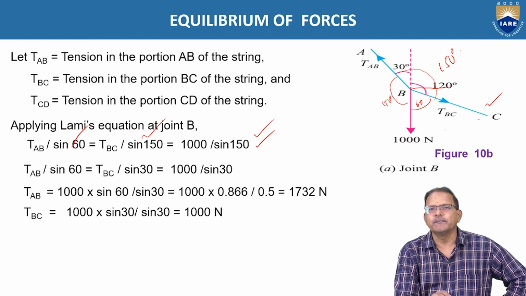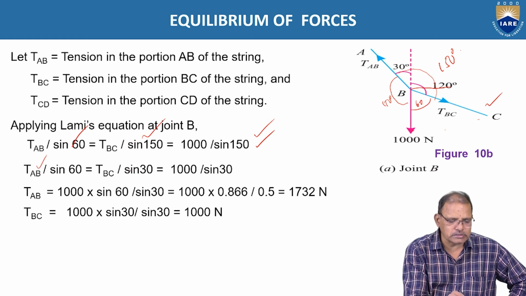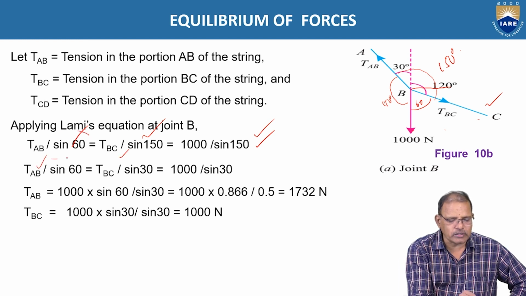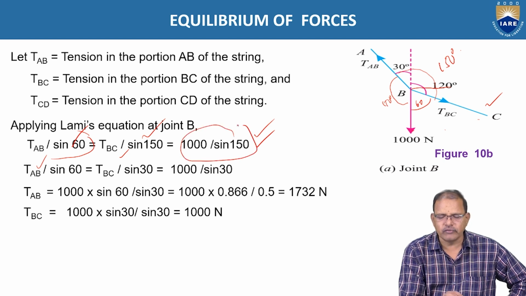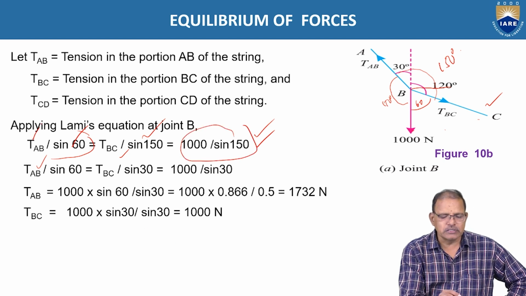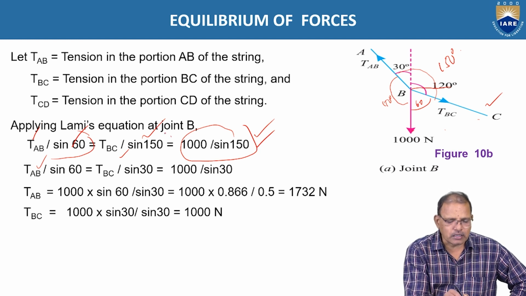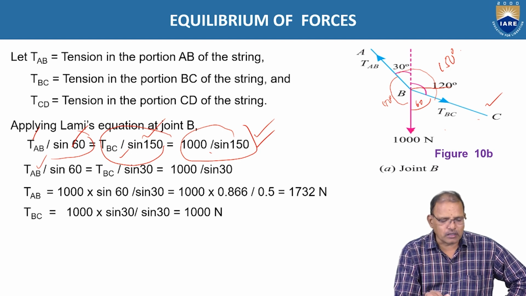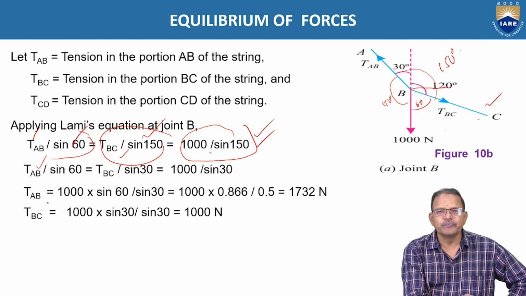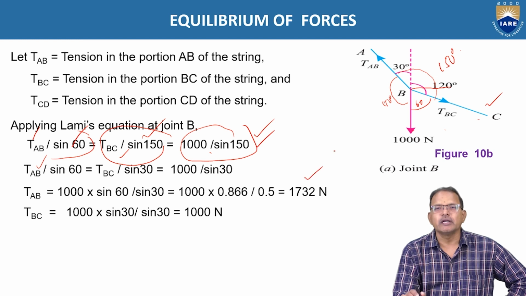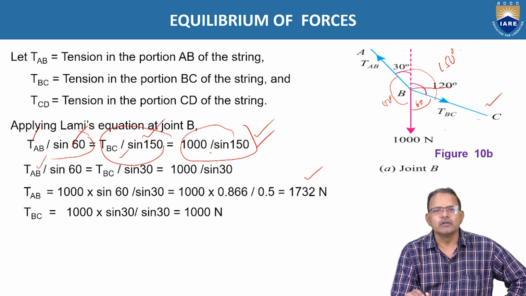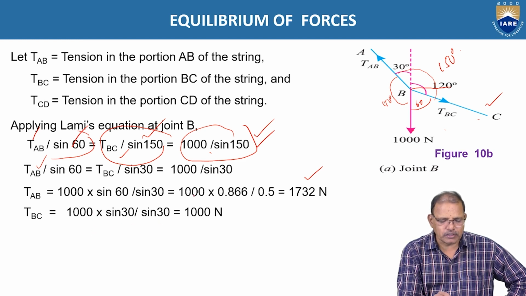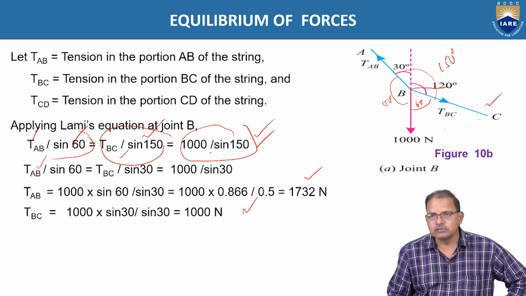In order to determine the unknown values of TAB and TBC, just take the TAB equation with 1000 divided by sin 150 to determine TAB. Similarly, to determine TBC, take TBC equal to 1000 divided by sin 150 degrees. Now, according to that relationship, TAB is equal to 1000 into sin 60 divided by sin 30, which is equal to 1732 newtons. Similarly, TBC is equal to 1000 into sin 30 divided by sin 30, which is equal to 1000 newtons.